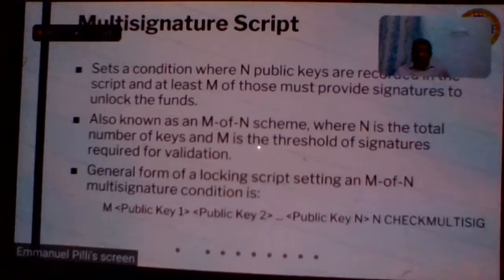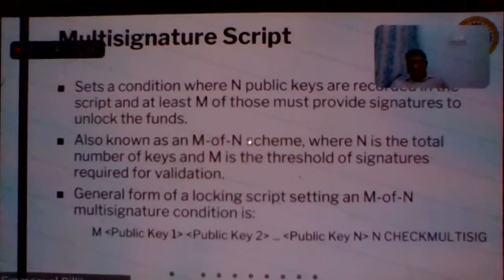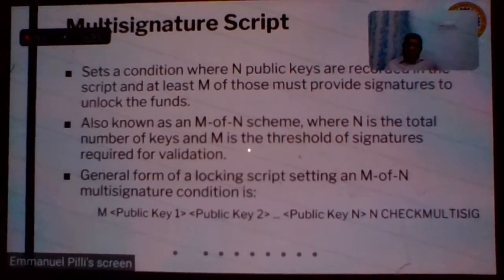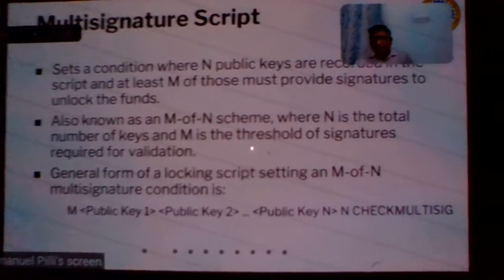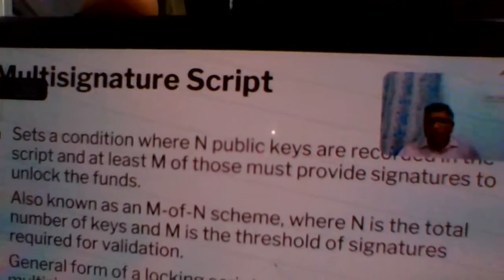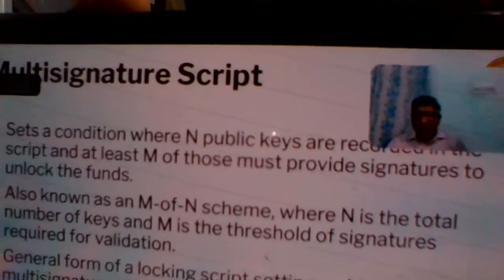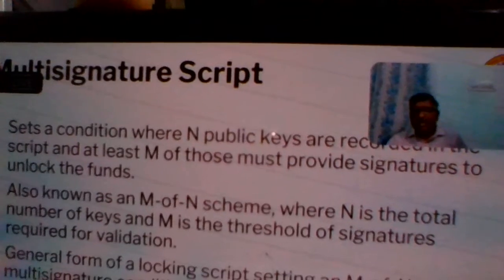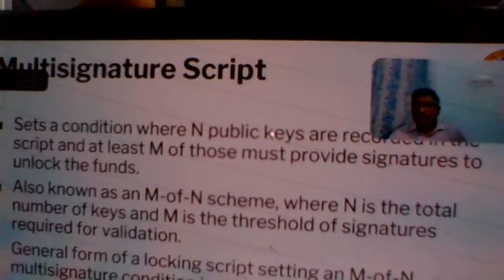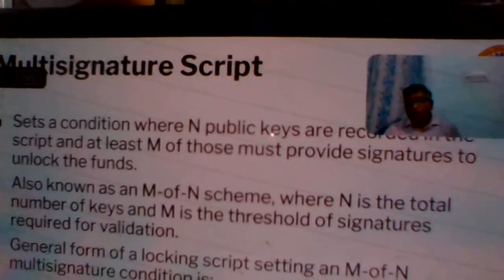Then you can have a multi-signature script, which sets a condition where n public keys are recorded on the script, and at least m of those must provide signatures to unlock the funds. Also known as an M of N scheme, where N is the total number of keys and M is the threshold of signatures required for validation. So you can go with a multi-signature script.